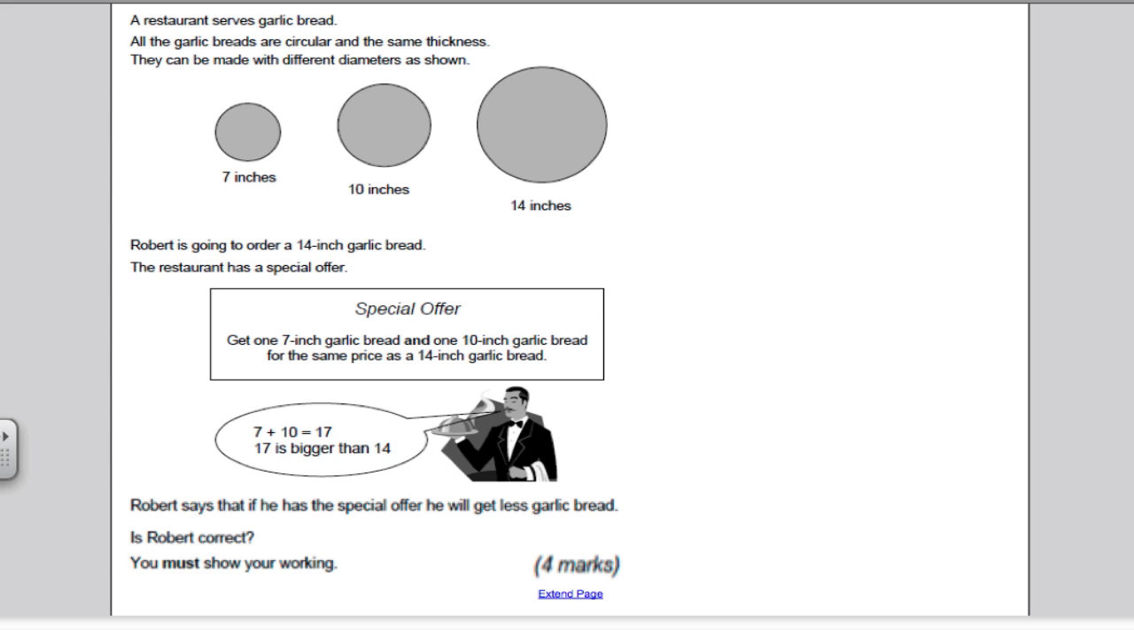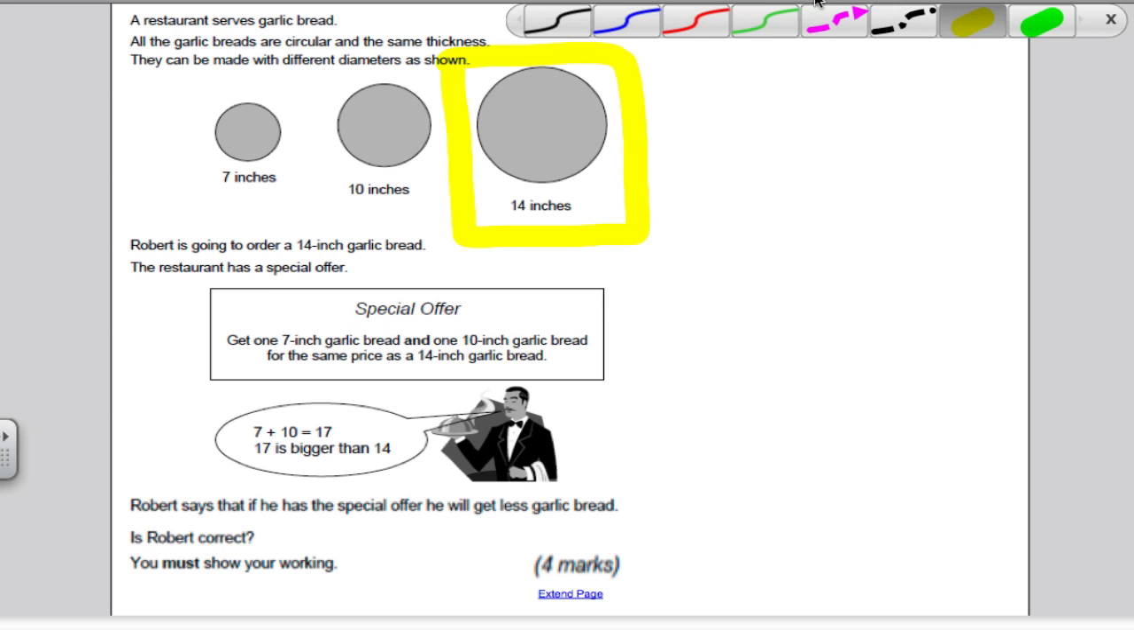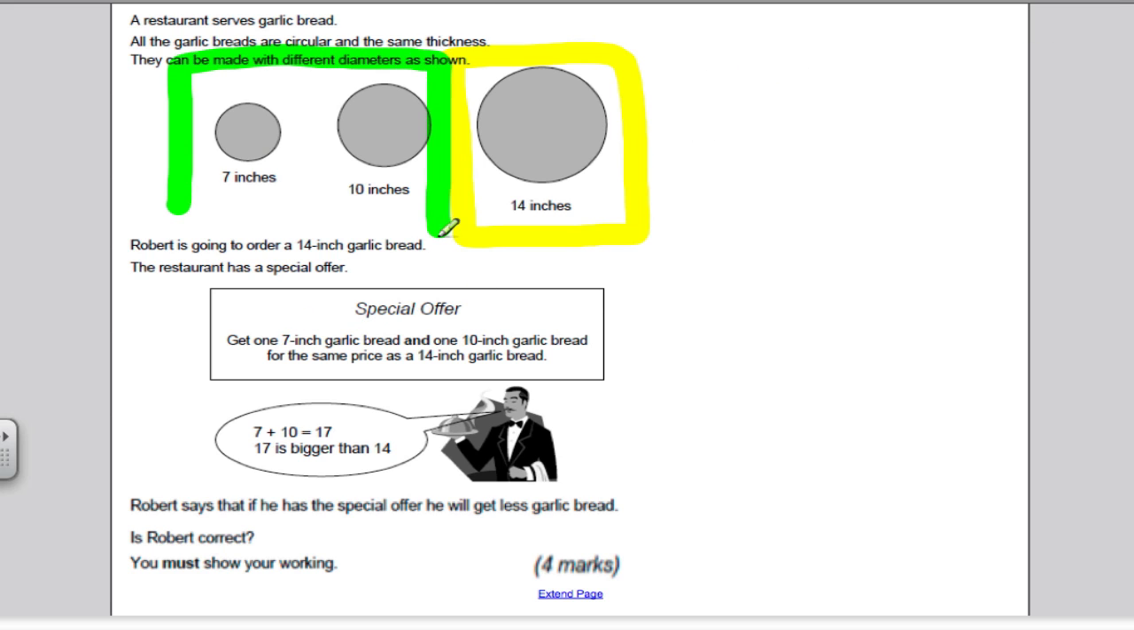Okay, this question is all about circles and it's dressed up in a problem about garlic bread. It says Robert was going to order a 14-inch pizza. Then he saw a special offer: you get one 7-inch pizza or garlic bread and one 10-inch garlic bread for the same price as a 14-inch.